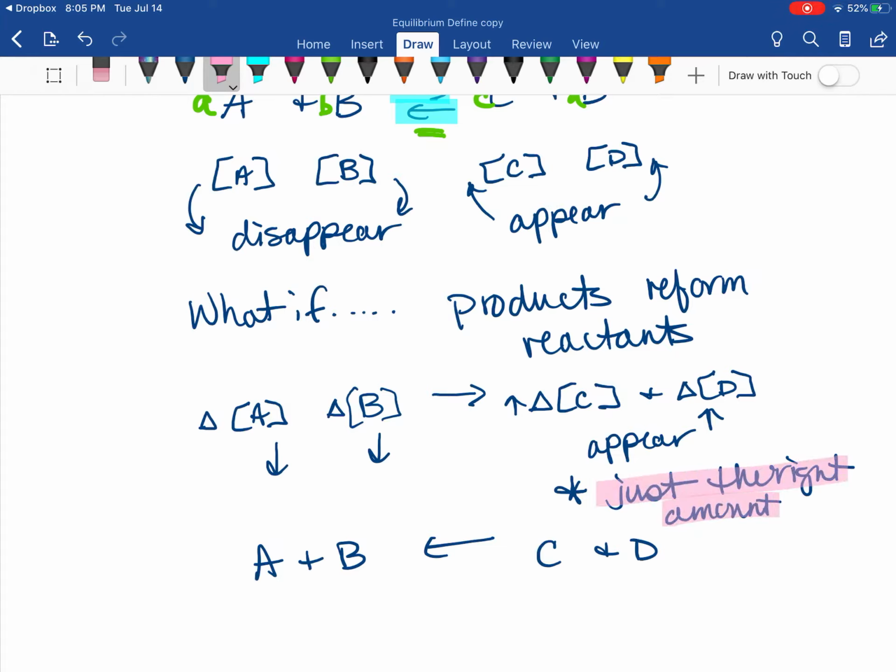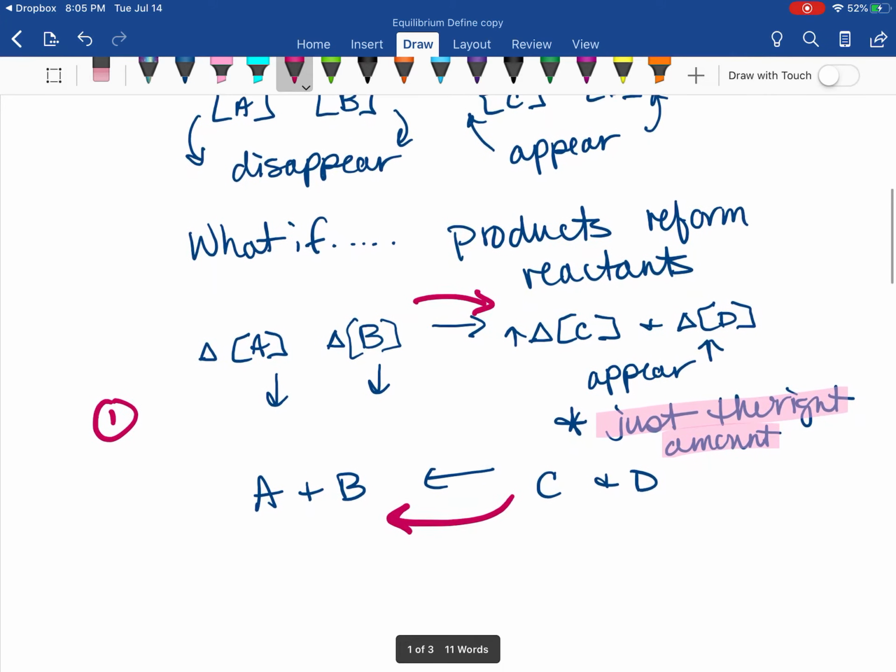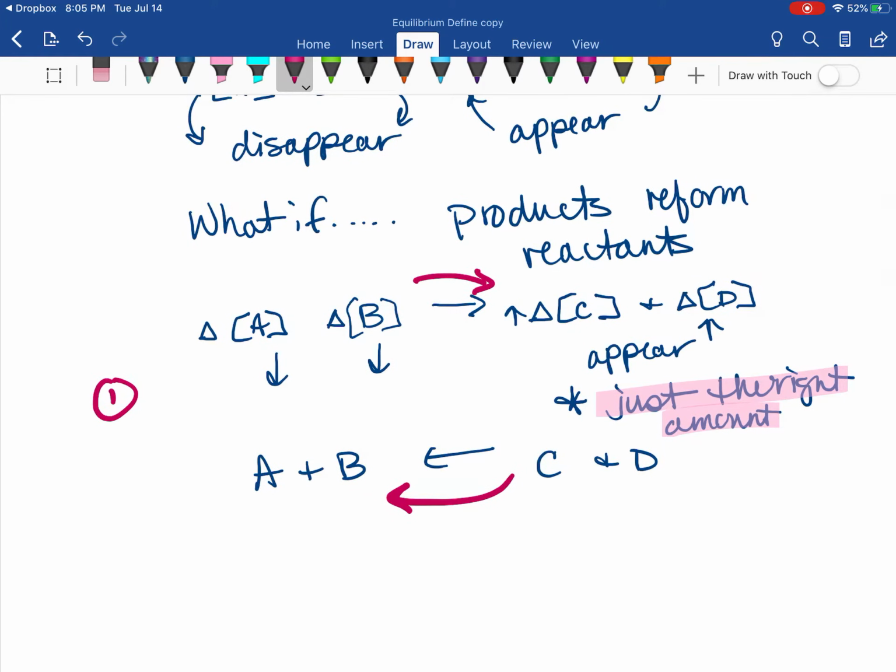And this happens all the time in nature. And the secret is you have to hit just the right concentration of C and D. And then A and B will start to form. So literally, your reaction can go backwards. Okay, now that's step number one. What happens if C and D can actually turn right around and reform A and B? Happens a little bit more than you think, so that can happen.